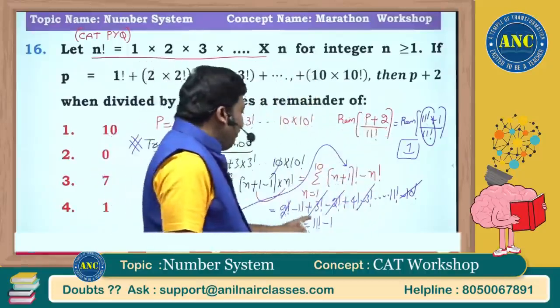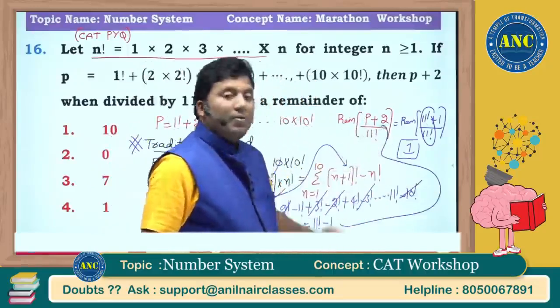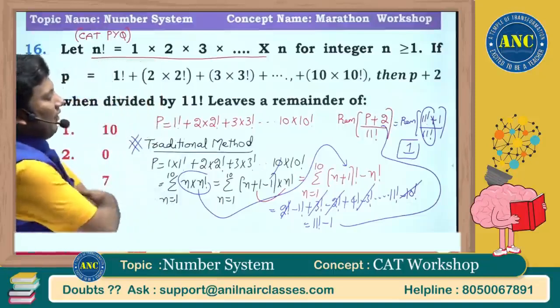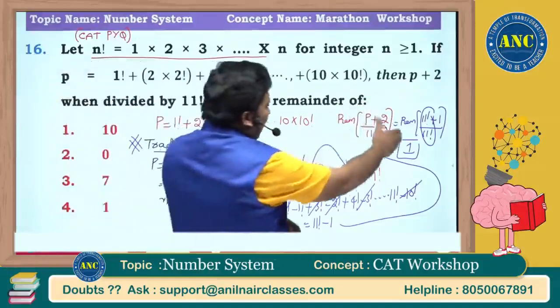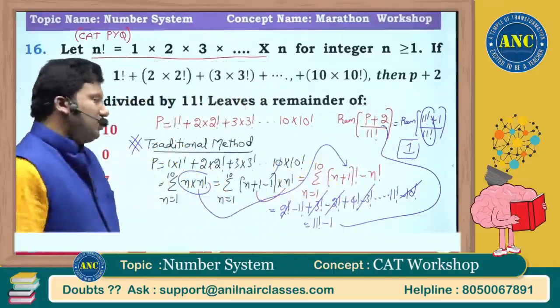P is 11 factorial minus 1. 11 factorial minus 1 plus 2; minus 1 plus 2 is plus 1. 11 factorial plus 1 divided by 11 factorial. 11 factorial, 11 factorial out. Answer is 1. This is the traditional method.